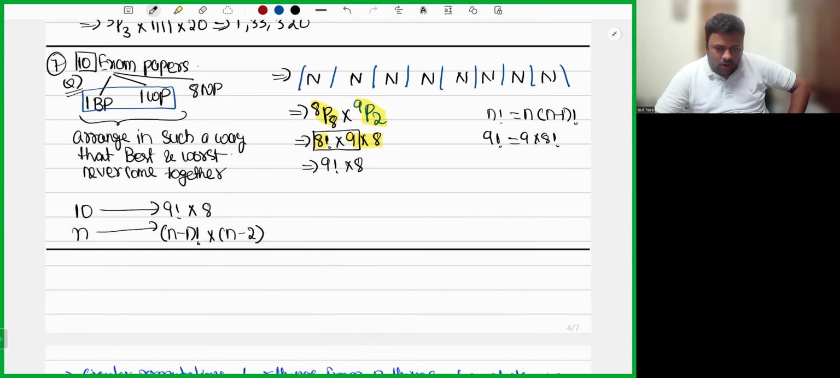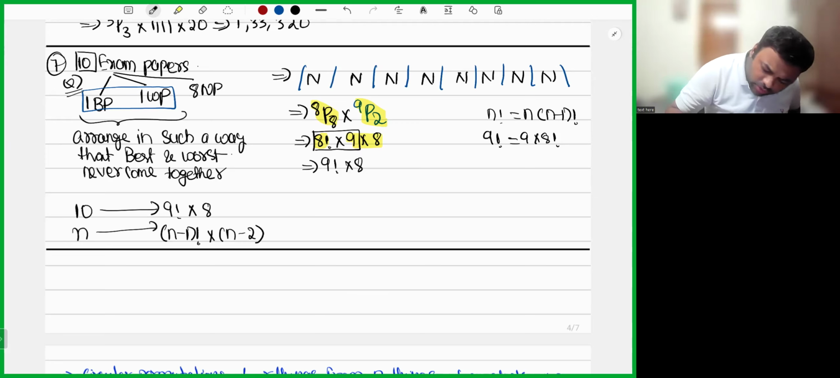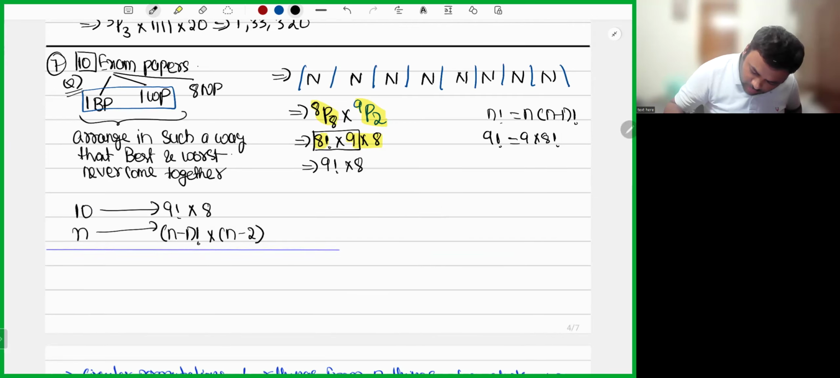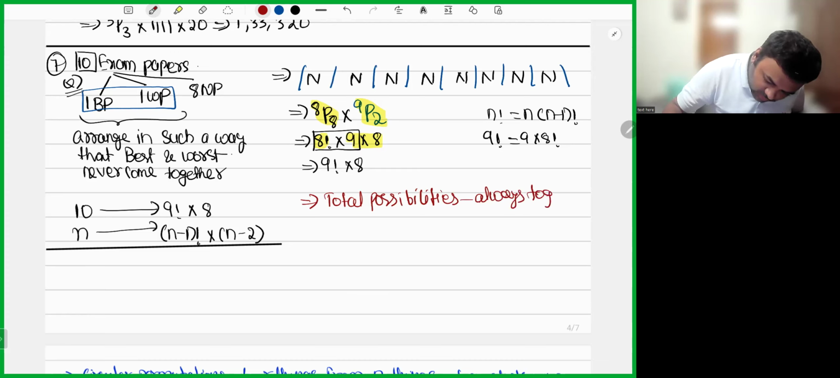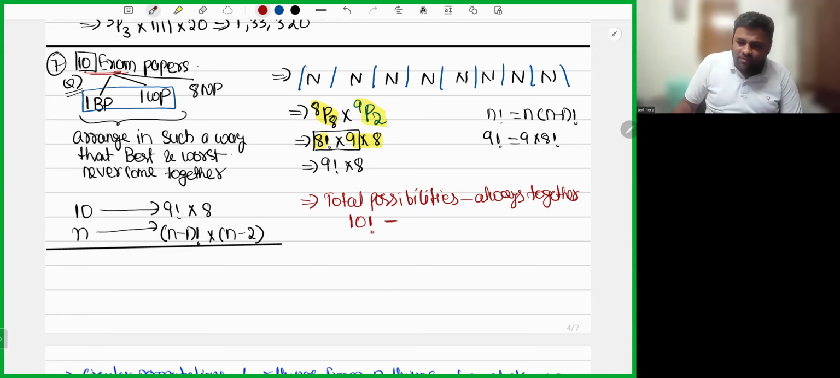Which method, Vaishnavi, are you telling? Always together? The total possibilities minus always together? Okay, that also you can do. Total possibilities minus always together. Now 10 papers are there. How will you arrange them? 10 factorial minus, he is telling, best and worst are together.